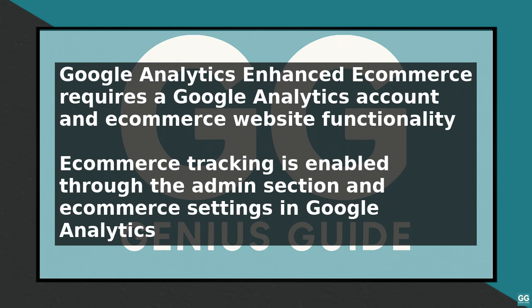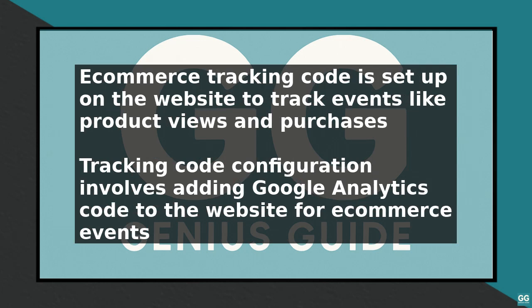This can be done by navigating to the admin section, selecting the view you want to enable e-commerce for, and clicking on e-commerce settings. Next, you need to set up the e-commerce tracking code on your website. This involves adding the Google Analytics tracking code to your website and configuring it to track e-commerce events such as product views, adds to cart, and purchases.